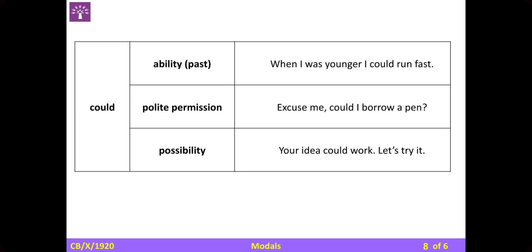Could. Could is the past tense of can, and it also expresses ability, but that is in the past. We call it ability in the past. When I was younger, I could run fast. Could is used for very polite permission. Excuse me, could I borrow a pen? Or excuse me, could I take your pen? For possibility, your idea could work. Let's try it.